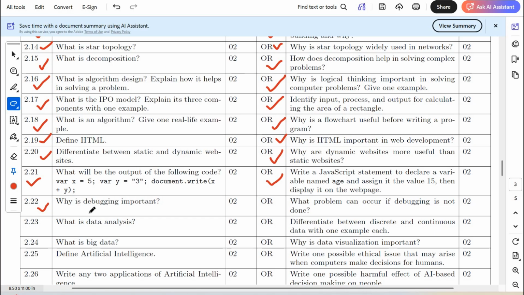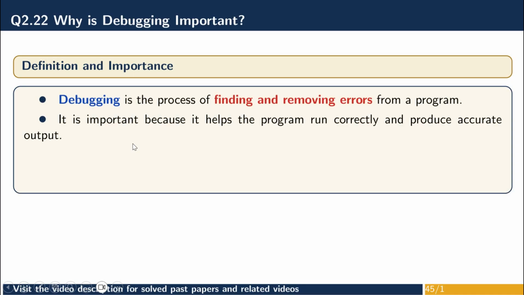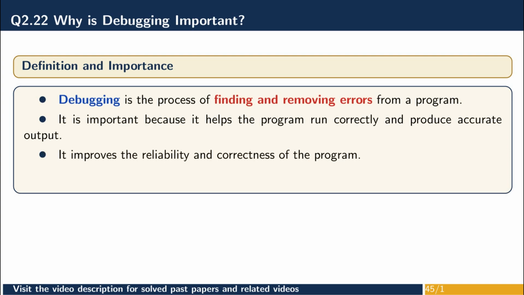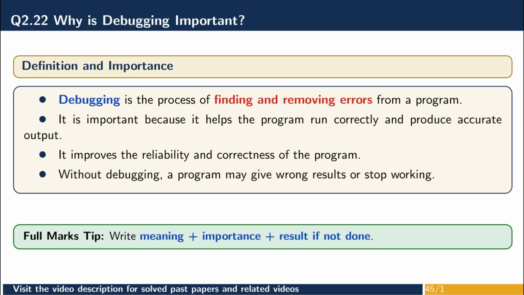Question 2.22: Why is debugging important? Debugging is the process of finding and removing errors from a program. It is important because it helps the program run correctly and produce accurate output. It improves the reliability and correctness of the program. Without debugging, a program may give wrong results or stop working. Full marks tip is write meaning plus importance plus result if not done.